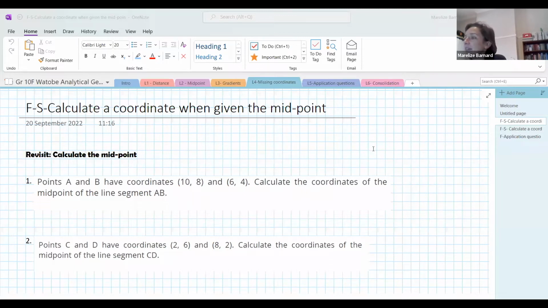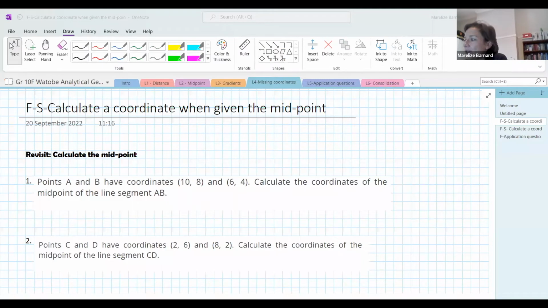Okay, so to get us going and to warm up, I want you to do question 1, and it is: points A and B have coordinates 10 and 8 and 6 and 4. Calculate the coordinates of the midpoint of line segment AB. I'm going to leave you alone for about 2 minutes so that you can do that.